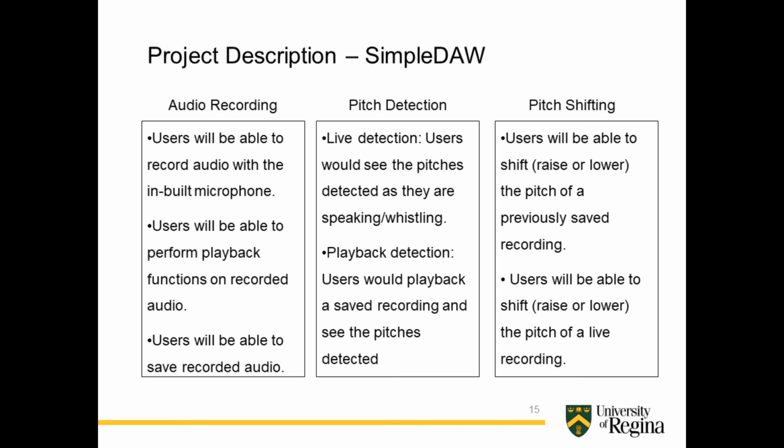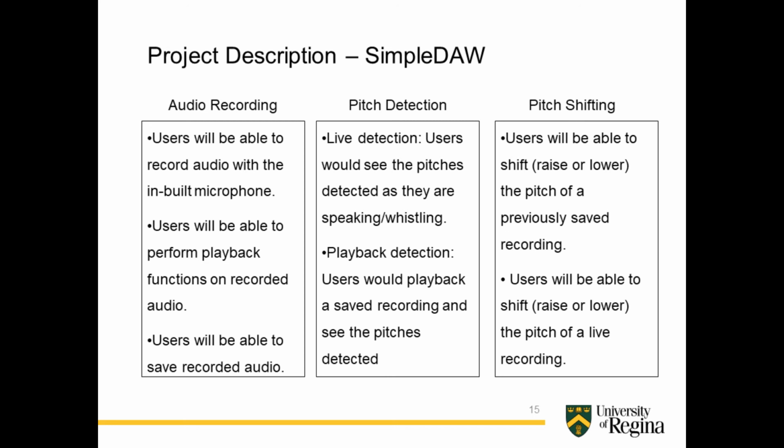The third part is pitch shifting, and I'm also looking at this in 2 ways. The first way is the user would be able to record and save a recording and shift it. There should be a button or a slider where you can raise or lower the pitch of the recording. If you raise it, the pitch would be higher, and once the user plays back this recording, you would hear it in a higher pitch.